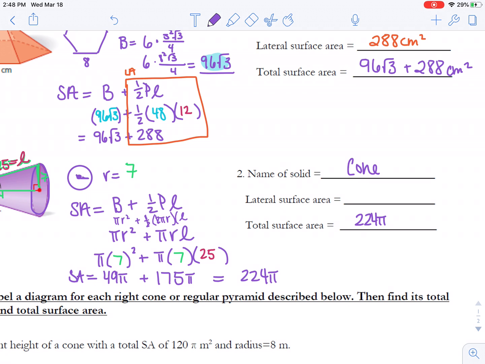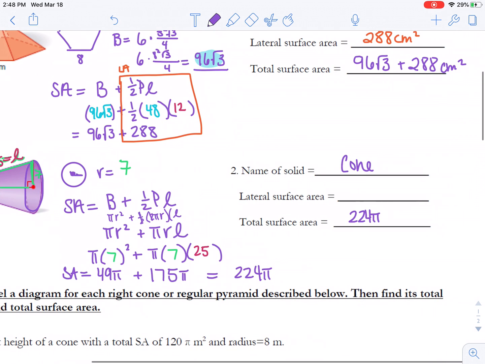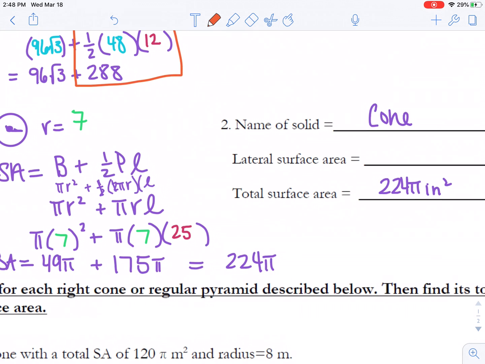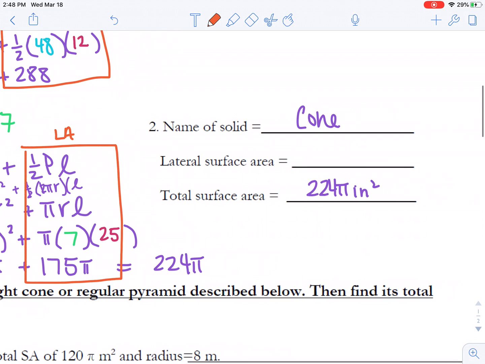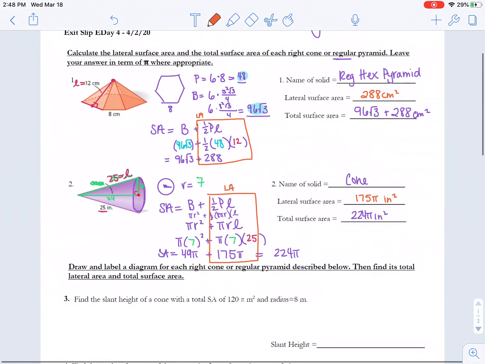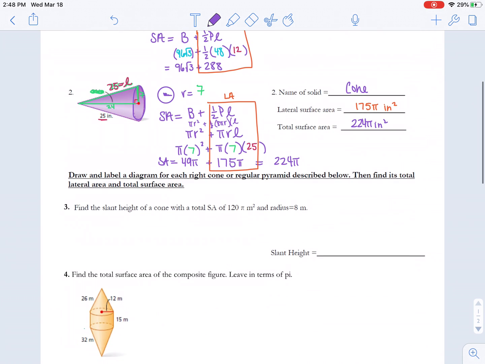224 pi, and our units are inches, so square inches. We can go back into our work to find the lateral area. This here is our lateral area. So we have 175 pi square inches. All right, so there were two quick examples, one for a pyramid, one for a cone, with slight variation between the two. Let's try the next one.